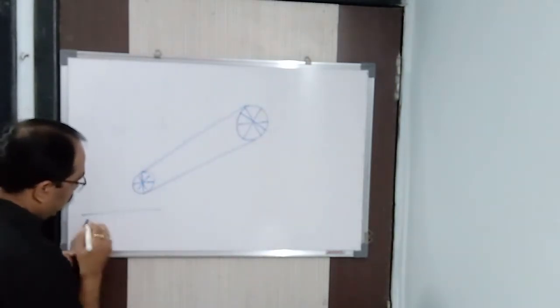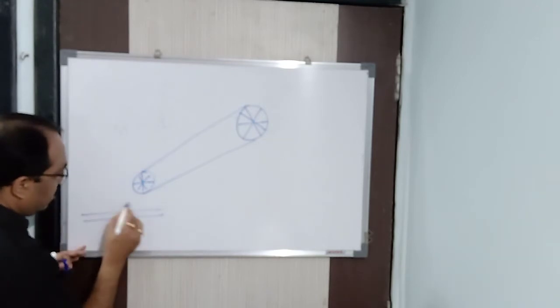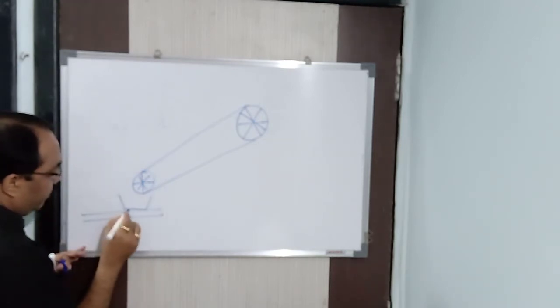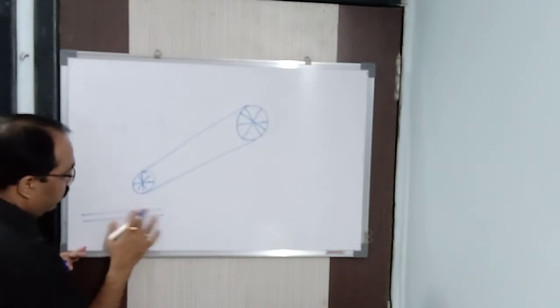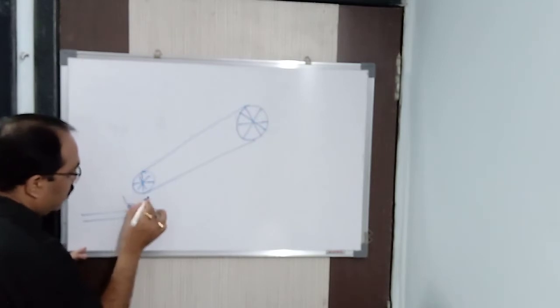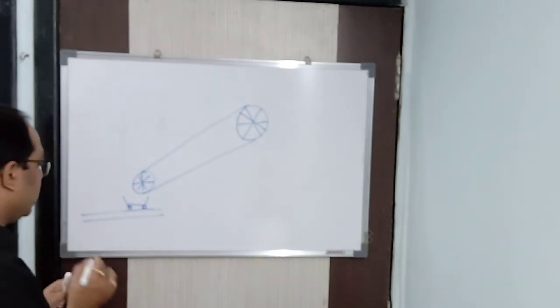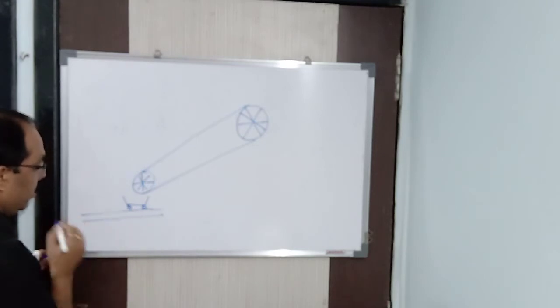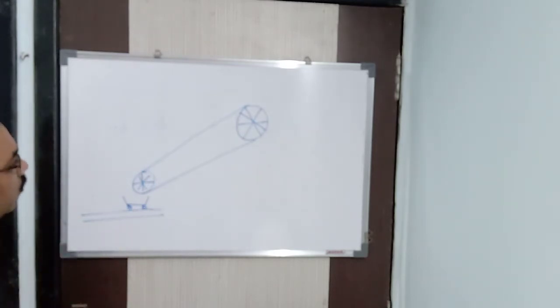Now here we have the railway tracks, and below the railway tracks we have put a trolley. The trolley is moving over the track. This is a track and the trolley is moving upon it. Clear? Upon this track.